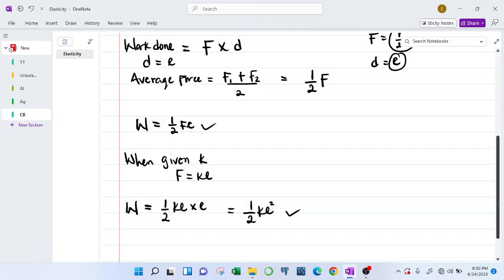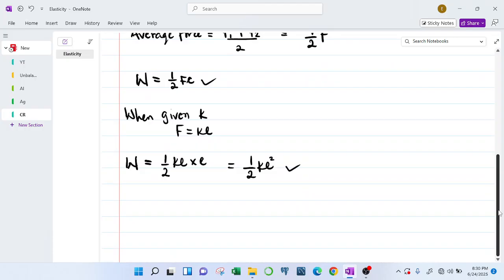F equals Ke, that is the force applied. Half Fe, that is the work done, or half Ke squared, also the work done. But it all depends. You can see in case 1, you are given the force. In case 2, you are not given the force, you are given the force constant.